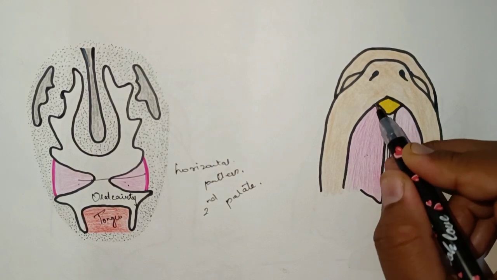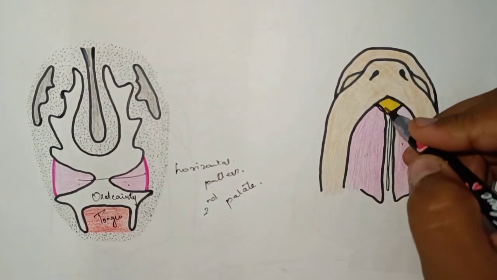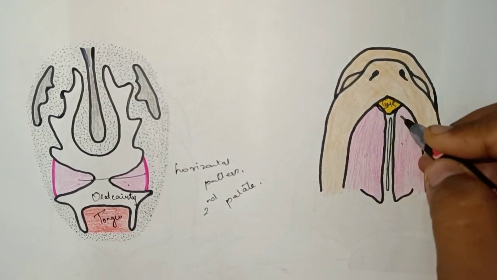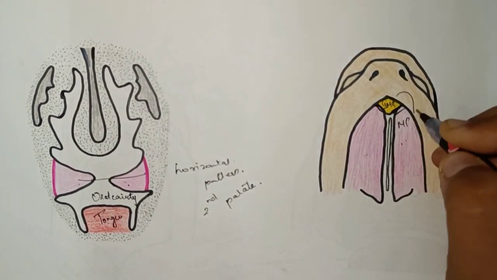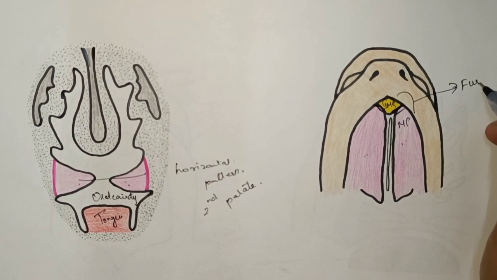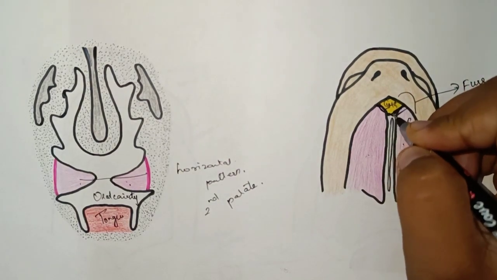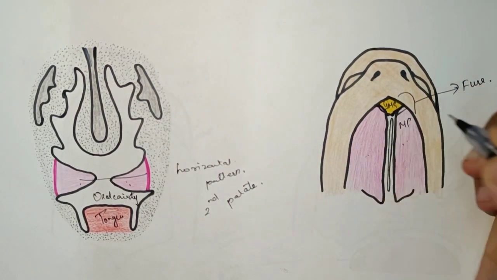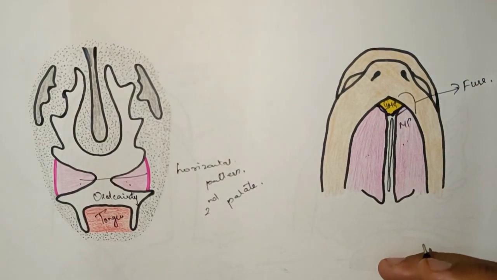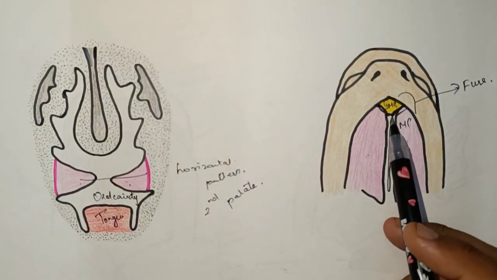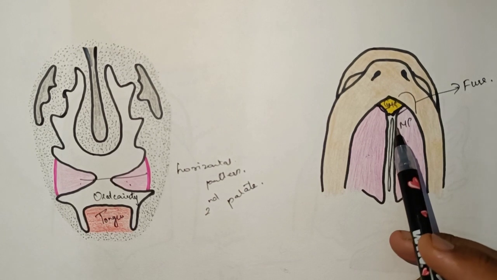Fuse with the triangular segment and the incisive foramen, which is present inside. This is your maxillary segment. This is your maxillary process. So it will fuse, and in the fusion area you'll have the incisive foramen, which is a landmark between the primary and the secondary palate. So you can see the incisive foramen between the primary palate and your secondary palate.